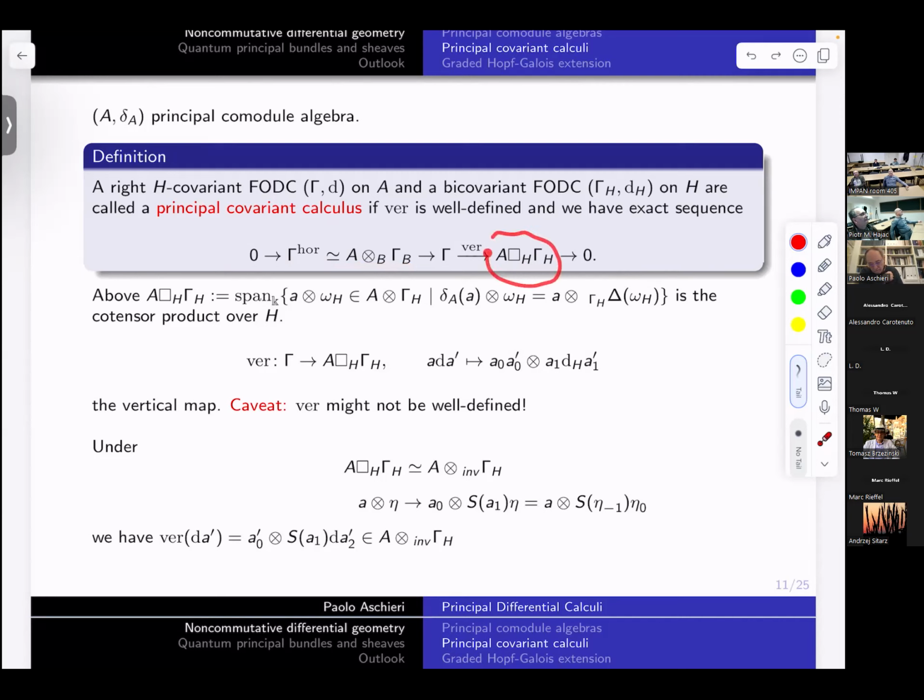First of all, let me define the cotensor product. It is defined via an equalizer, if you want: the span of all elements such that the right coaction on A equals the left coaction on the forms on the group.